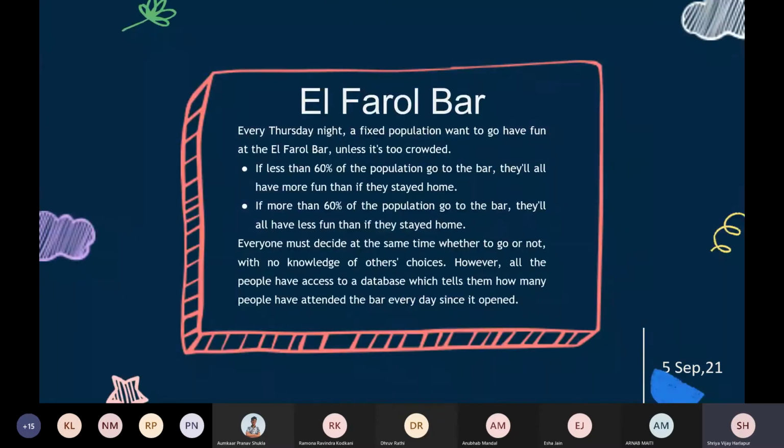So first, we had put out a question on our Facebook page and on WhatsApp about the alpha roll bar, where a fixed population wants to go to the bar every Thursday night. But if too many people go, then they won't have much fun because it'll be too crowded. And under a certain amount, people will have fun if they go to the bar. The constraints given were that people don't know what the other people's choices are, but they do have a database which tells them how many people have attended since the day it opened.